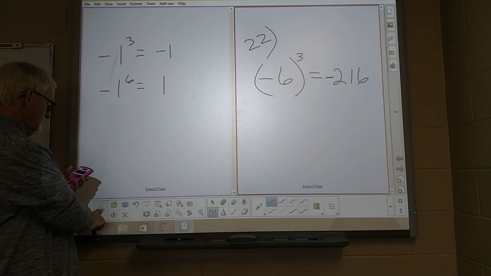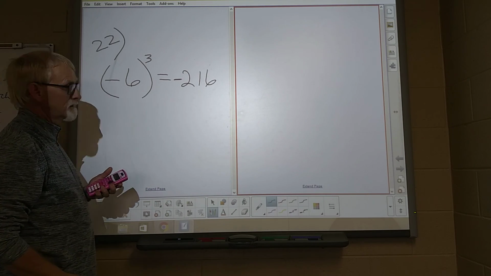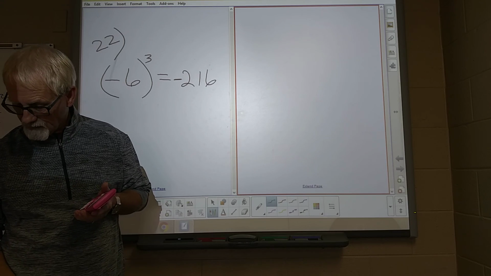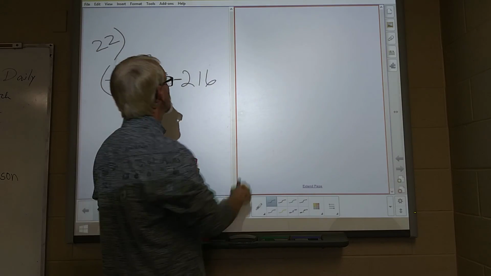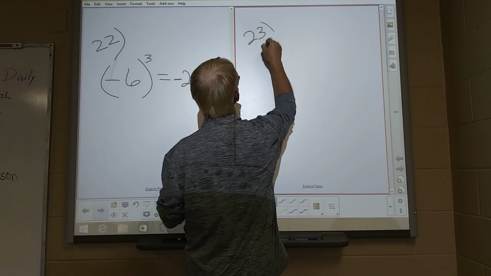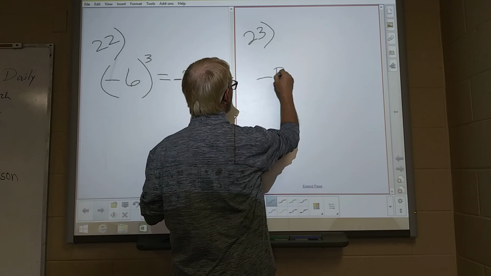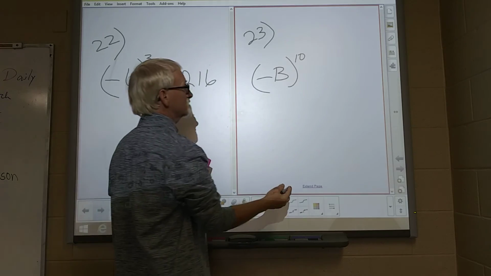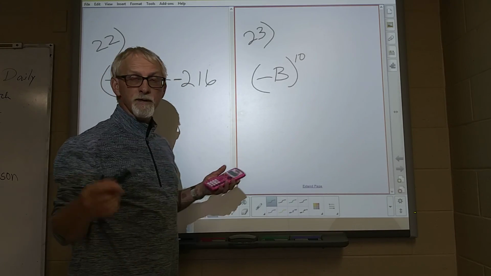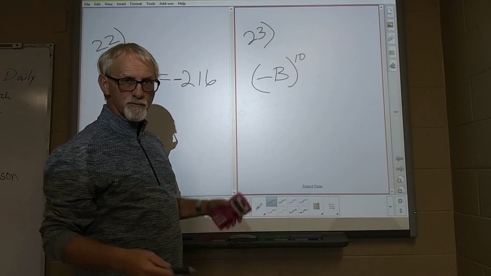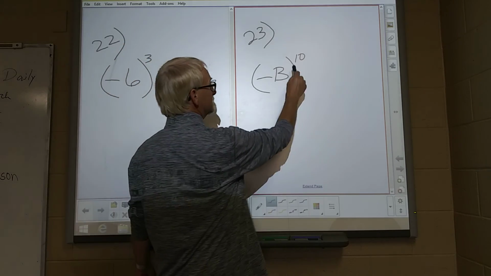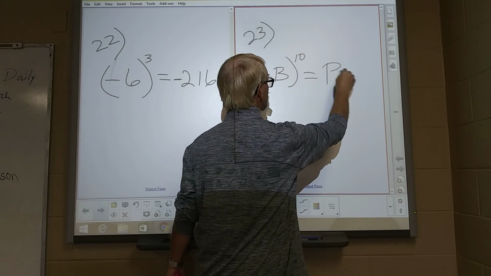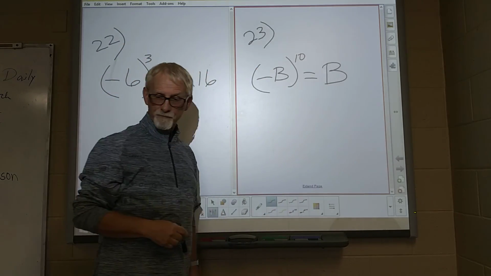Negative 216. And then we have 23, (-b) raised to the 10th power. Now we have even. So is the answer going to be -b or +b? Those are the only two possibilities. And since the power is even, that is going to be equal to the positive value of b.